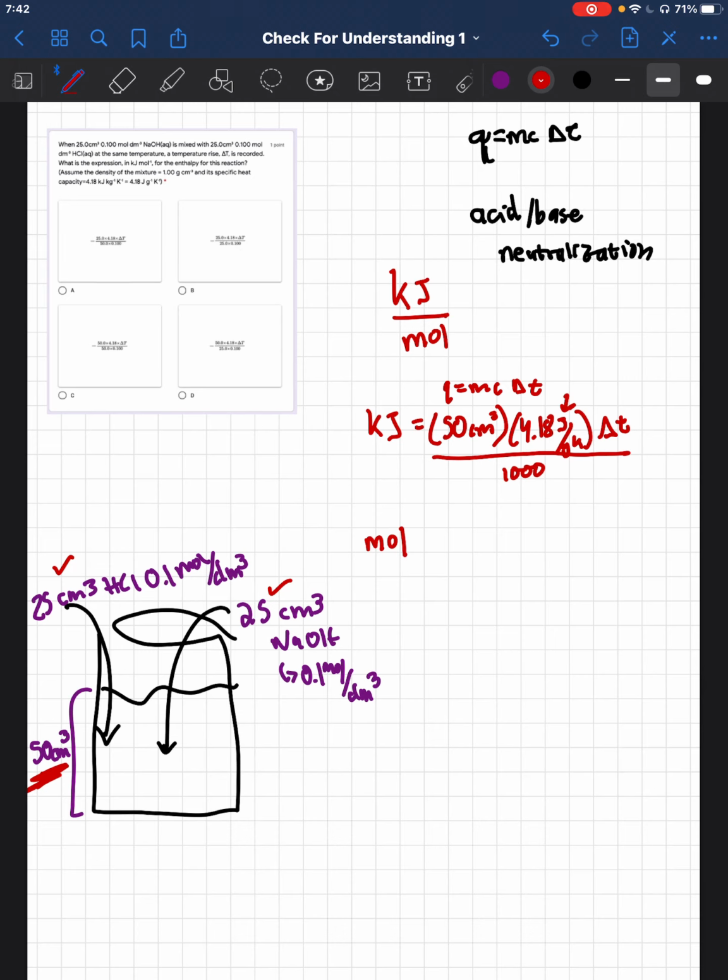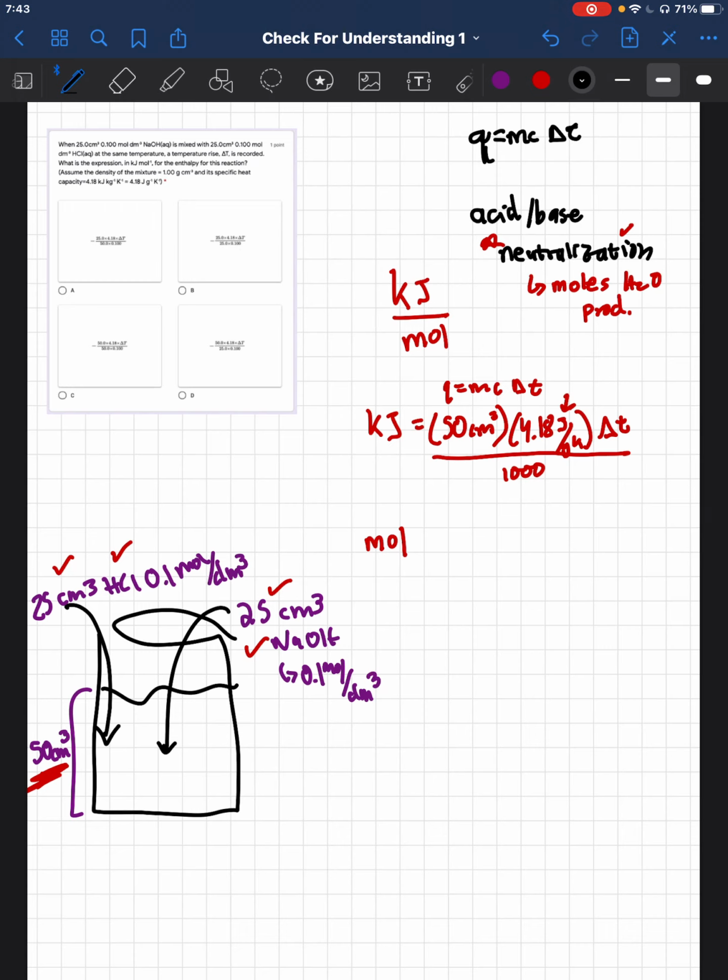Remember, molar enthalpy varies depending on what kind of thing you're looking at. In this case, we're looking at neutralization, so molar enthalpy is per moles of water produced. That's different than combustion, for example, where it's per moles of reactant. You need to pay attention to the type of reaction you're doing. All right, how do I figure out the moles of water produced? Well, I have two reactants. I need to find out which was limiting and my theoretical yield of water.